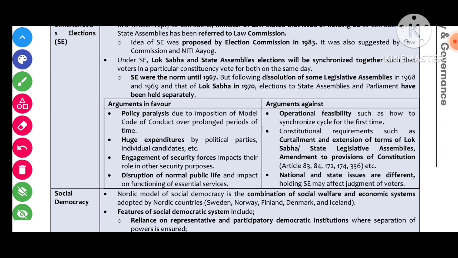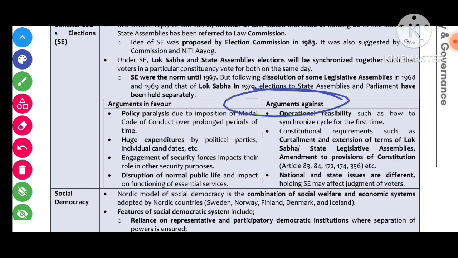Arguments in favor such as the policy paralysis due to imposition of the model code of conduct over prolonged periods of time, and huge expenditures by political parties and individual candidates, and engagement of security forces impacts their role in other security purposes, and disruption of normal public life and impact on functioning of essential services.